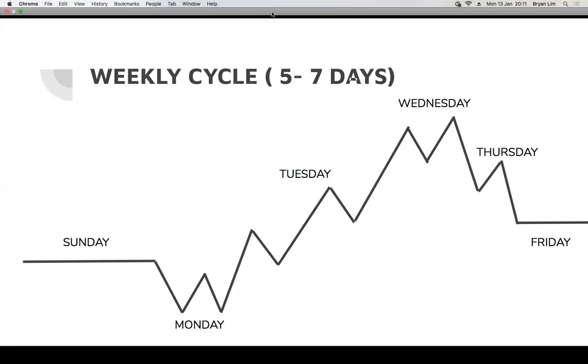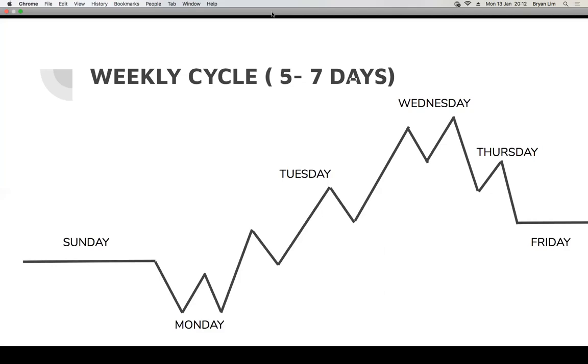The first cycle you need to understand is the weekly cycle, because the weekly cycle takes place between 5 to 7 days. So you're looking at 5 to 7 days of the weekly cycle going from start to finish. What you can see right now is me labeling Sunday, Monday, Tuesday, Wednesday, Thursday, and Friday on the weekly cycle slide. But I want you not to pay attention to the days of the week. The reason I put the days of the week is because I want you to understand that each part of the cycle would most likely take place on a different day.